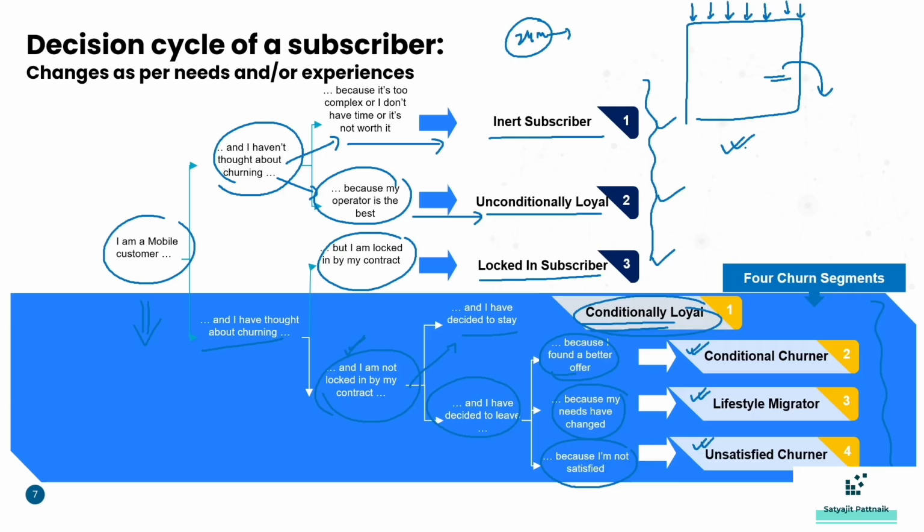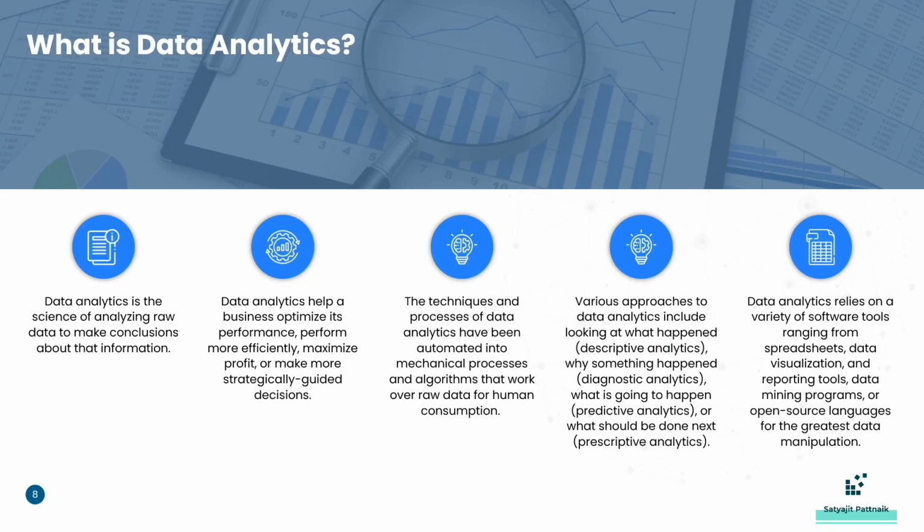So coming back to the topic of what is data analytics. Data analytics is the science of analyzing raw data to make conclusions about information. Data analytics helps a business optimize its performance, perform more efficiently, maximize profit, or make more strategically guided decisions. The techniques and processes of data analytics have been automated into mechanical processes and algorithms that work over raw data for human consumption. When it comes to data analytics, majorly there are 4 types of data analytics.